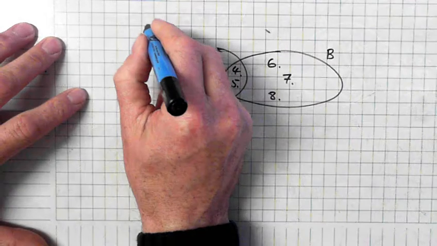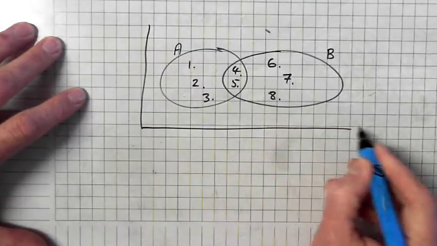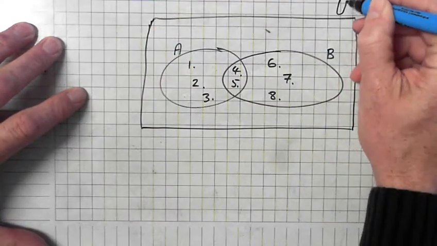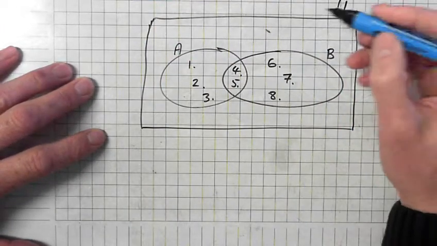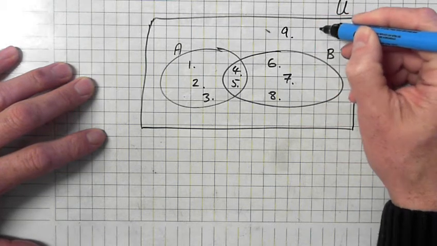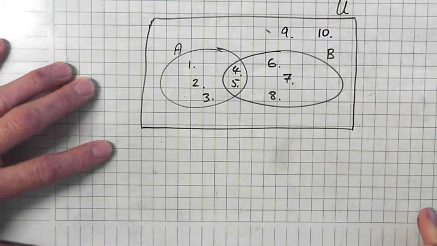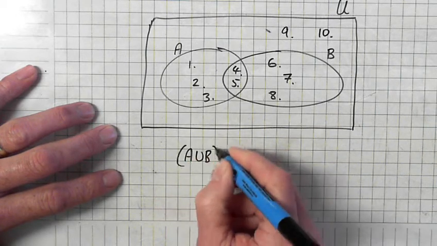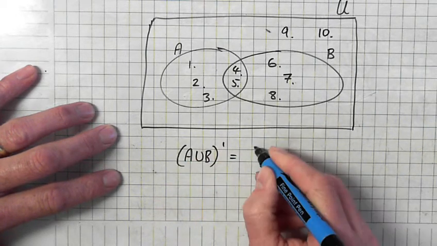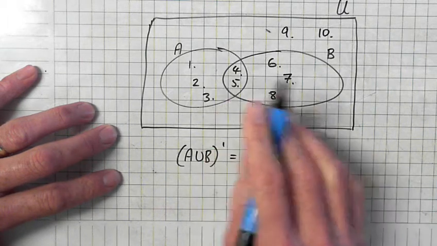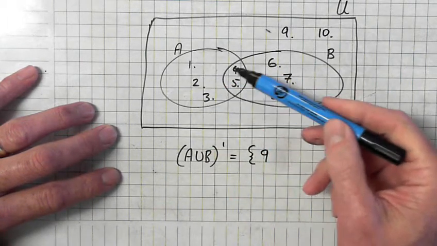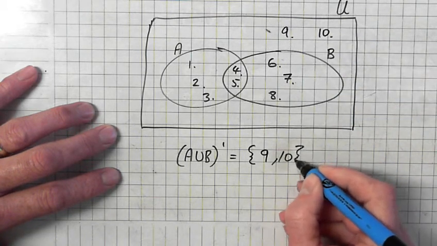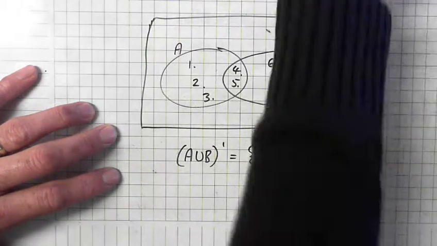Okay, and what would happen if I did this? That's the universe. And I put the elements 9 and 10 there. So now if I did the question A union B complement, what would the answer be? 9 and 10. So everything outside A union B. Where is A union B? It's all of A and all of B. Outside of that, 9 and 10.